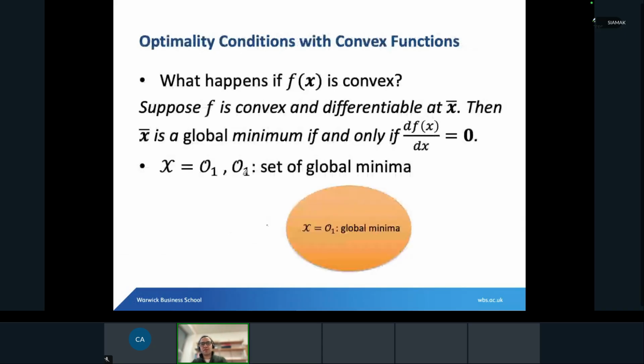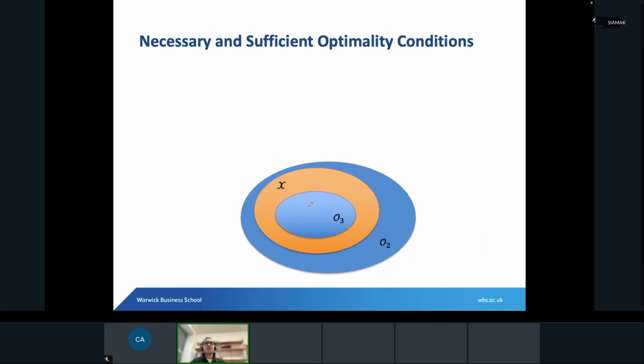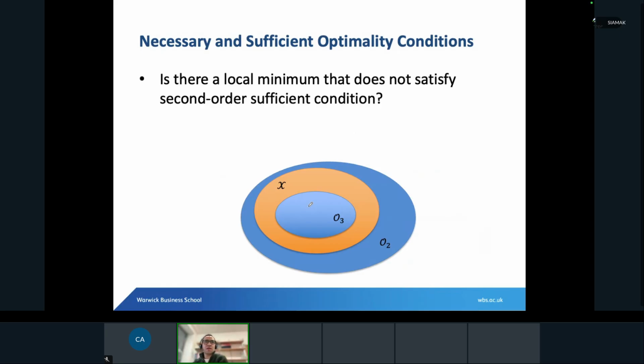So this is what we have. X becomes O1, and this is only because our function is a convex function. Okay. Necessary and sufficient optimality conditions. So this is what we have.